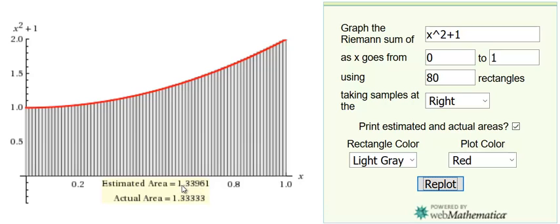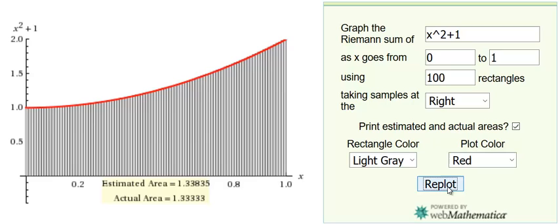Now notice the estimated area is 1.33961 and the actual area is 1.3 bar. So you can see what's happening here. As we increase the number of rectangles, we're getting closer and closer to the actual area under the curve. So that's a key concept to keep in mind as we define something called the definite integral. We're going to talk about what happens when you let there be infinitely many rectangles.